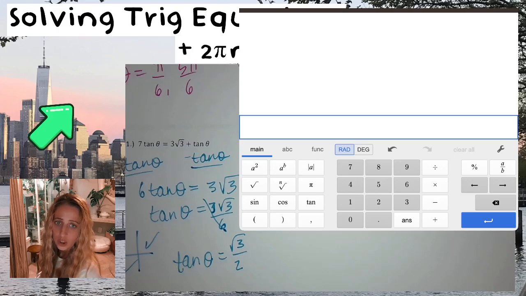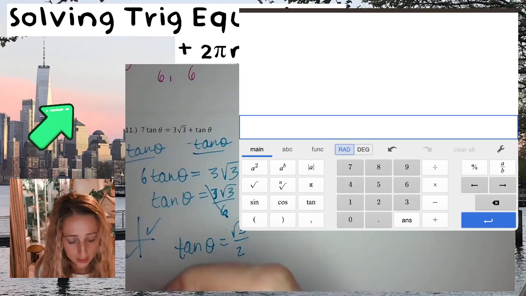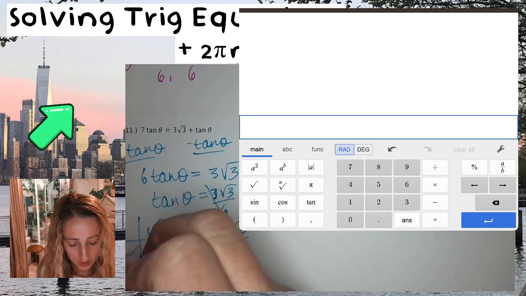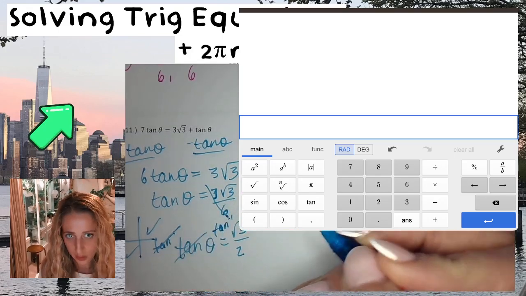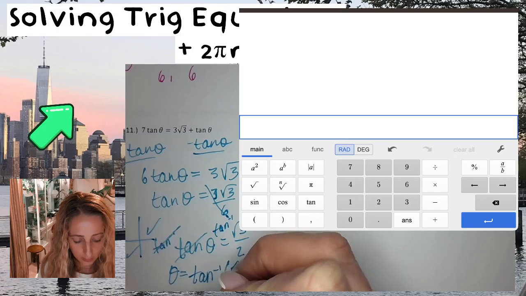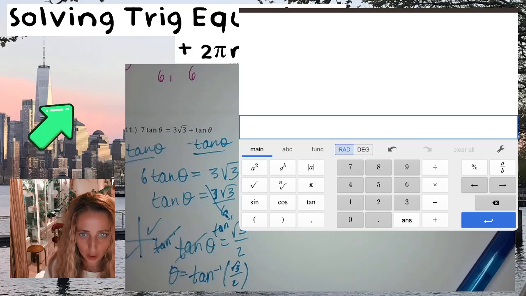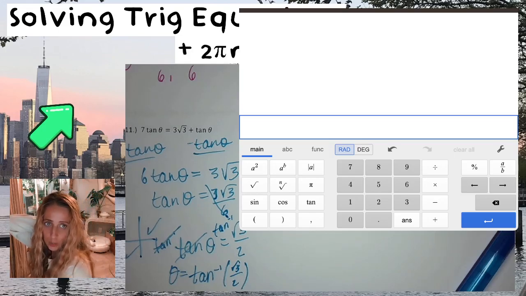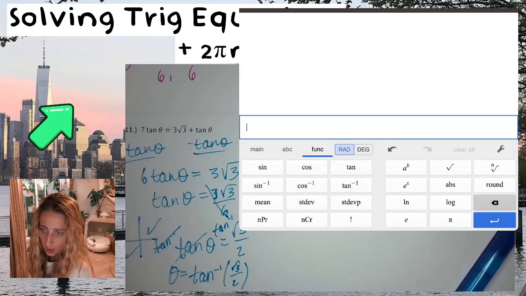Okay, so what I'm going to do now is take the tan inverse of both sides. When I take the tan inverse of both sides, it gets rid of the tan here, and then tan inverse here, because I can't do it in my head. So you really are looking at the fact that theta equals the tan inverse of square root of 3 over 2. So tan inverse of root 3 over 2. I'm going to go over here, and that's when we hit funky function, and I want to do tan inverse.